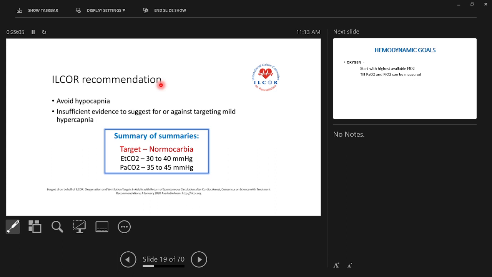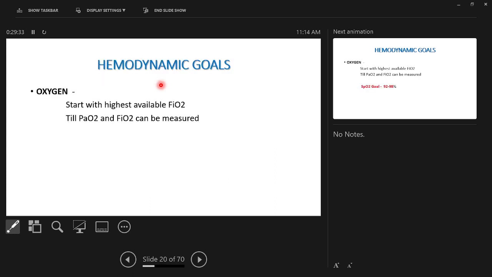Then many studies tried to find if there is any benefit of targeting mild hypercapnia, because mild hypercapnia may cause cerebral vasodilation and may improve outcome. But studies have shown it worsens the neurological outcome, so it is also avoided. So from the summary of the available evidence and as per the AHA guidelines, we should target normocarbia. The PaCO2 should be maintained within 35 to 45, with the ETCO2 maintained from 30 to 40 in this case. Then we have to titrate the tidal volume and the respiratory rate according to that to achieve the target PaCO2 of 35 to 45 from the initial setting.